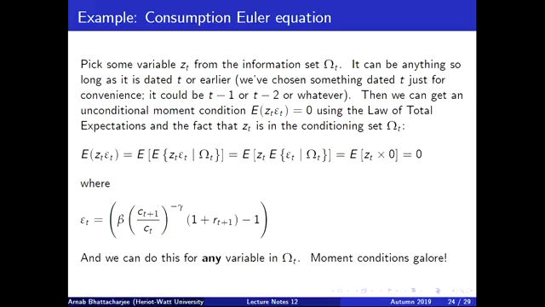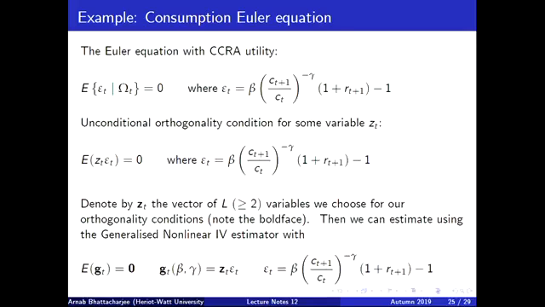Okay, so then we can get this unconditional moment condition like this, right? The expected value of zt epsilon t, then we do this iterated expectations business here, and then get that this is 0, where this epsilon t is like this. Now we can do this for any variable in this information set omega t. So there are many moment conditions here. So these are our unconditional orthogonality conditions.